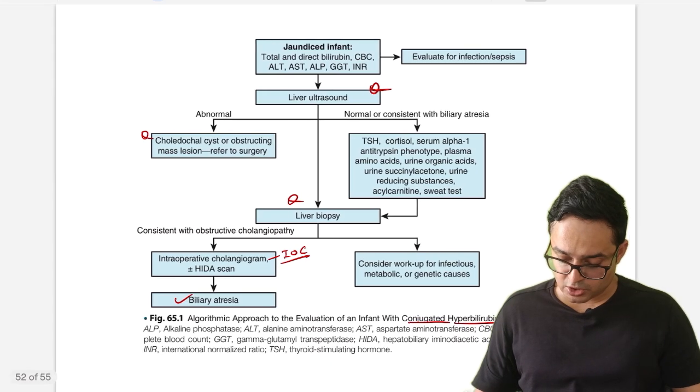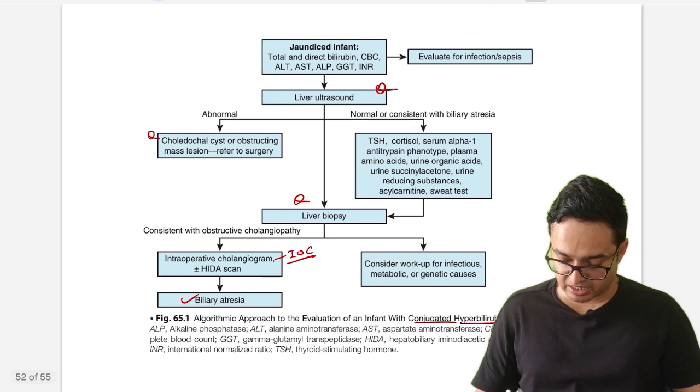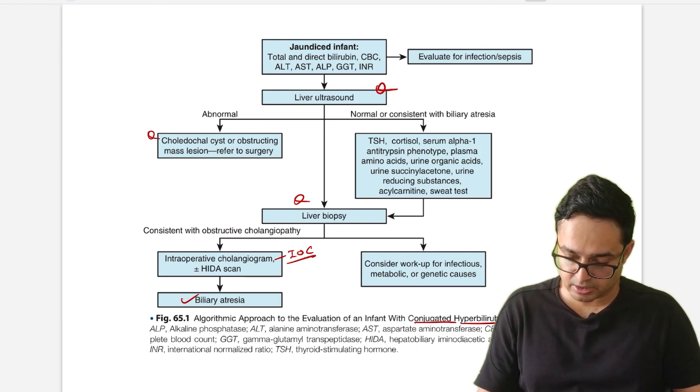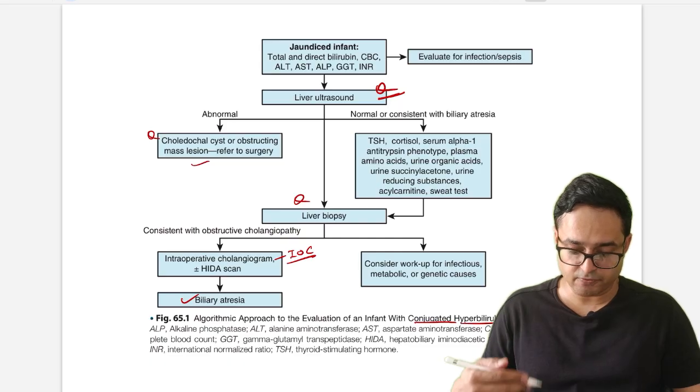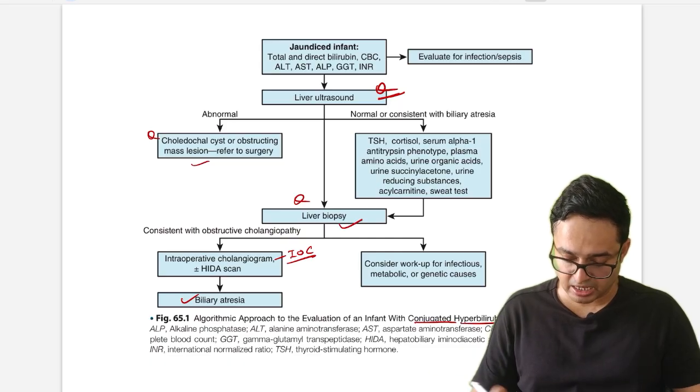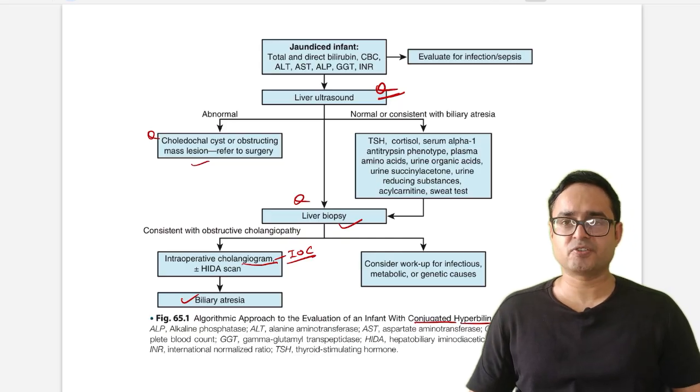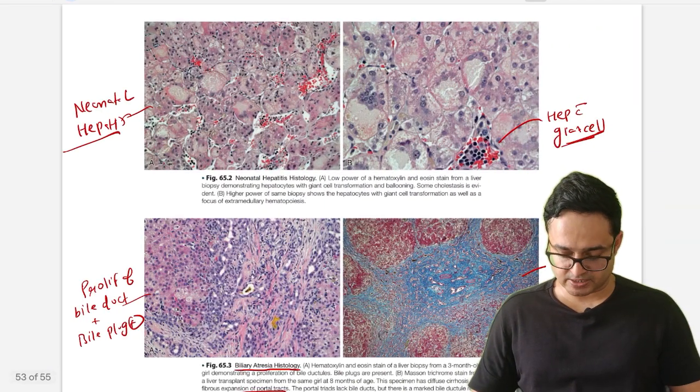Okay, so this is actually the algorithm for an infant with conjugated hyperbilirubinemia. You have to remember, you have to do liver ultrasound. Choledochal cyst, if you find it, you have to refer for surgery. Liver biopsy and intraoperative cholangiogram, again, is the investigation of choice for biliary atresia.